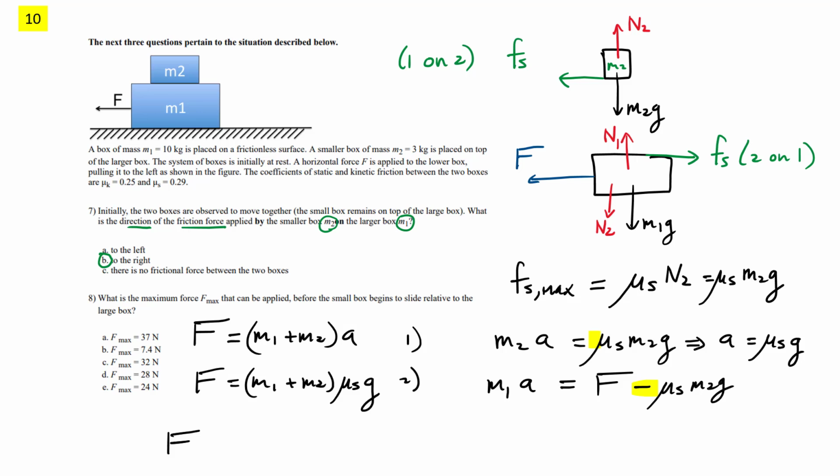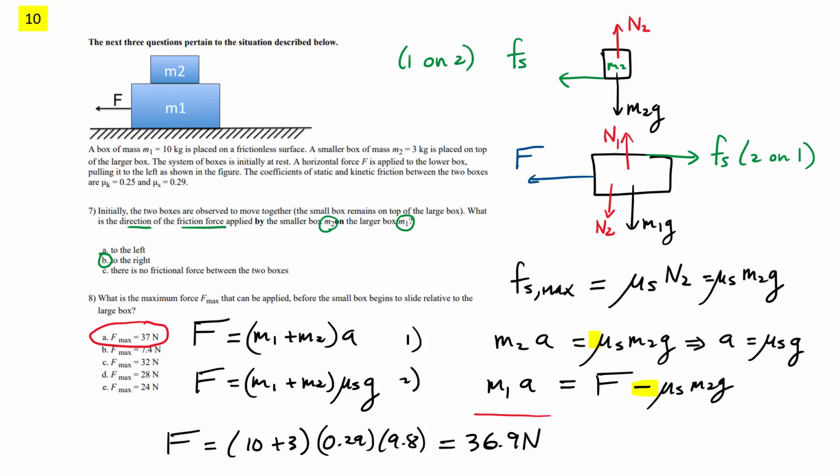So all we have to do now is simply substitute our values. So the mass m1 was 10, mass m2 was 3, the coefficient of static friction was 0.29, and then little g is 9.8. All right, we put all that in the calculator, and I think I got something like 36.9 newtons. All right, you go look at our choices, and clearly the best choice over here is choice A for that maximum applied force that we can have so that both of these blocks here have the exact same acceleration and they don't slip one relative to the other.